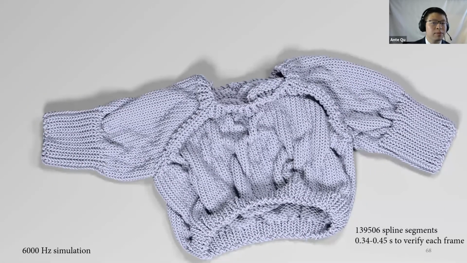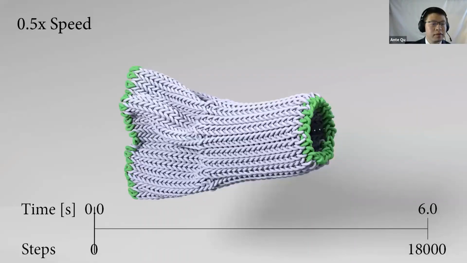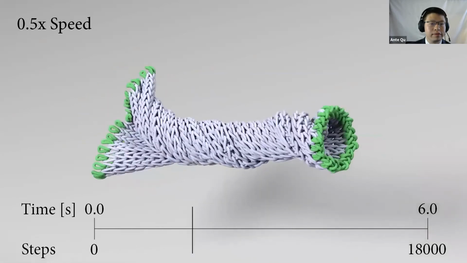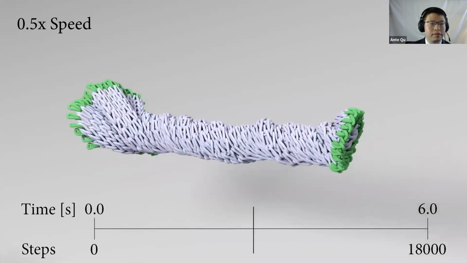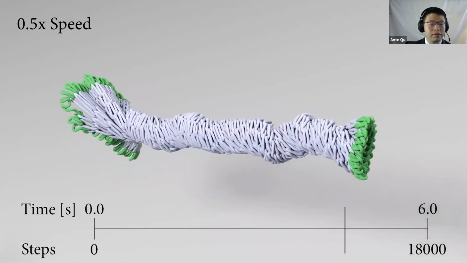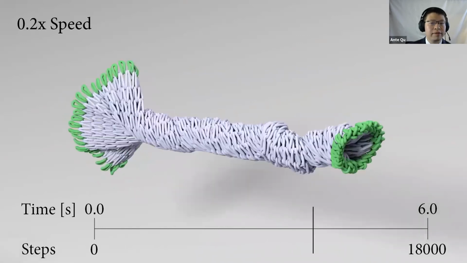Both simulations took many hours to complete, but only a fraction of a second to verify each visual frame. Here's another stress test simulation where we twist a knitted tube. Even though it's not apparent, a pull-through has actually already occurred at this point. Let's rewind a bit and see what our method says.